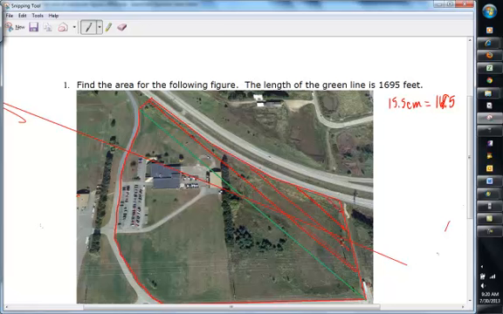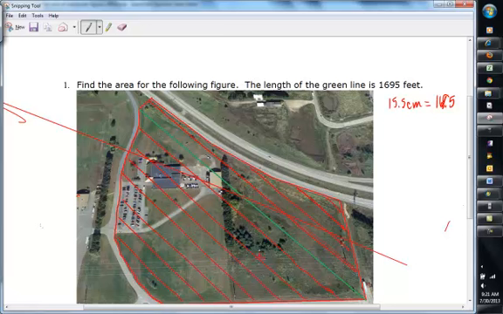Going the other direction. Oops. I bent my ruler. Make sure our lines are equally spaced. Okay, now we have to measure the lengths of each of those lines.